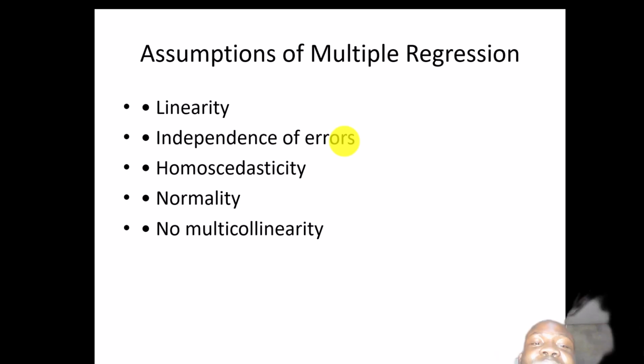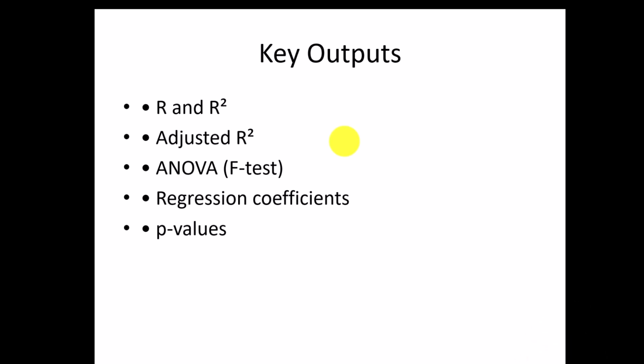So the assumption of multiple regression is that there's linearity. I've already spoken about that. There is independence of errors. There is normality. There is homoscedasticity, that's talking about the variance, the homogeneity of variance, and there is no multicollinearity. We must ensure that all these factors are considered before we go into multiple regression.